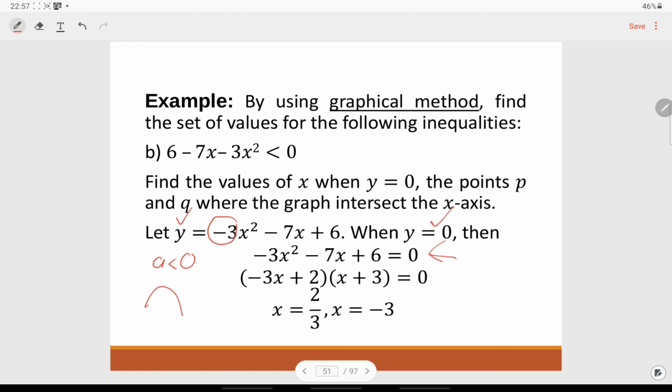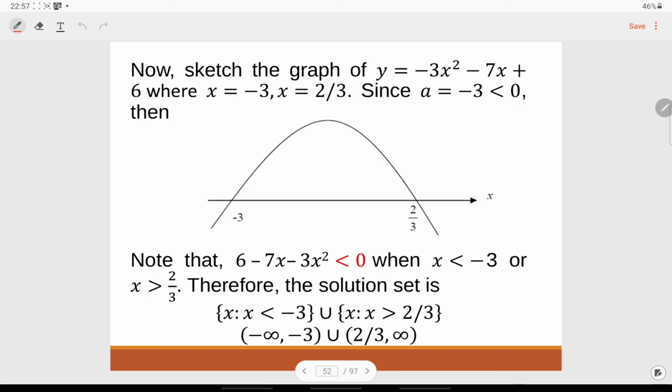Okay, so this is the factor. If we solve for x, we have two values as the intersection values: this one and this one. Because negative 3 is smaller than 2 over 3, we take x equal to negative 3 as p, and this one as q. Okay, put in the graph.